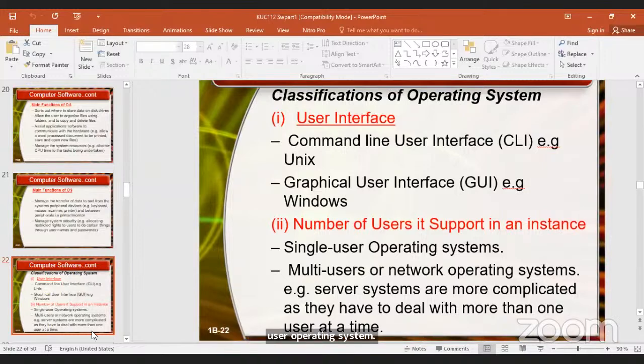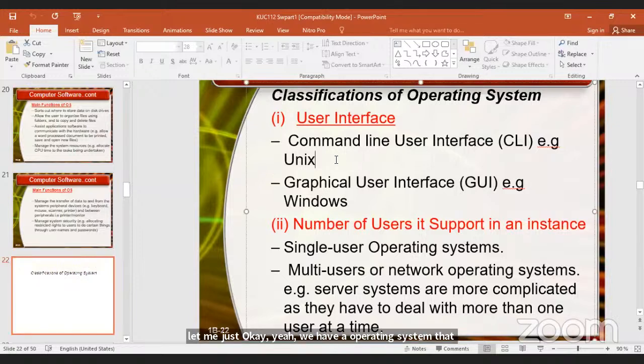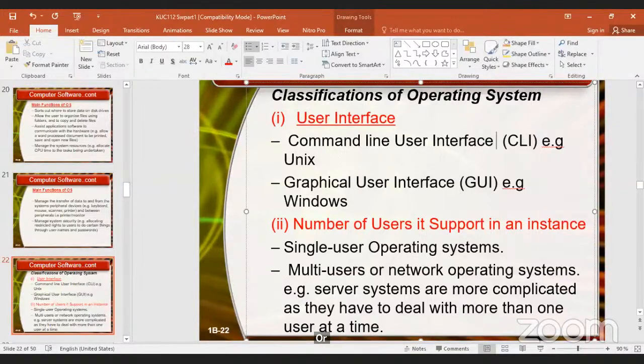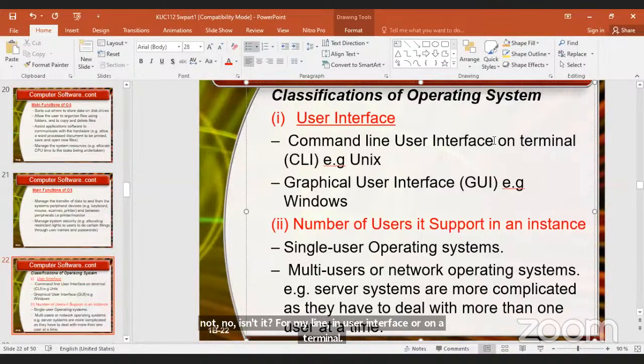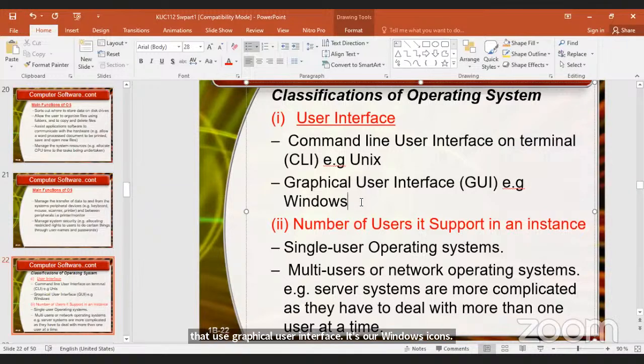I think that explanation is enough. So we can categorize operating systems depending on the user interface. We have those that use a command line, an operating system that uses commands on a terminal, a command line user interface. Then we have those that use a graphical user interface. These are windows, icons, and menus used to manipulate the computer system.